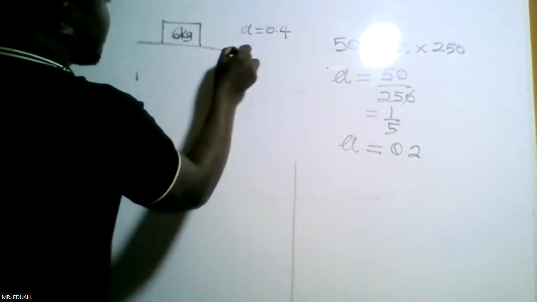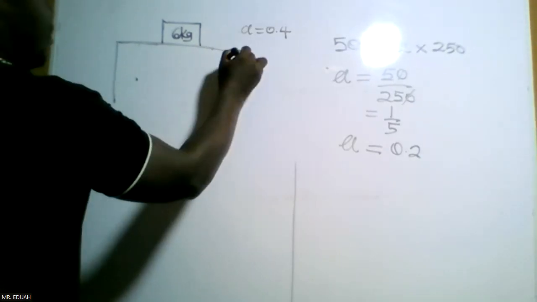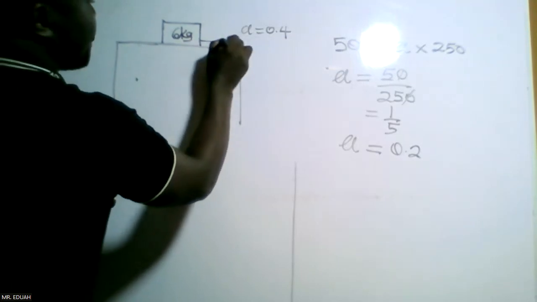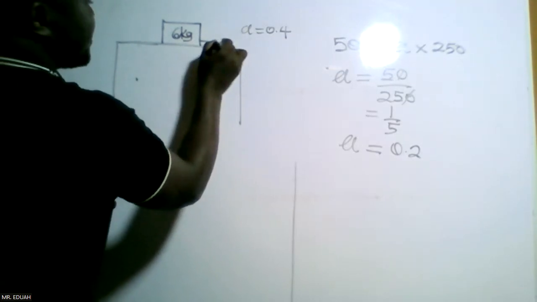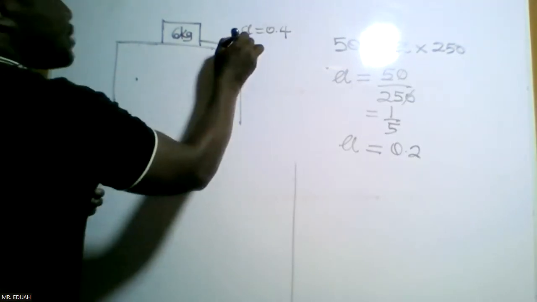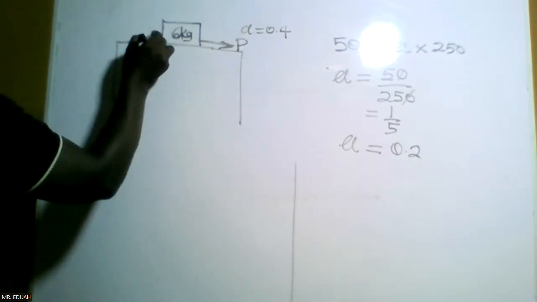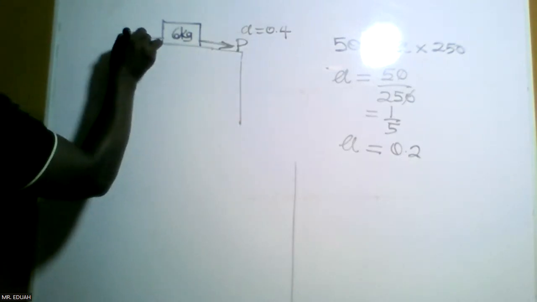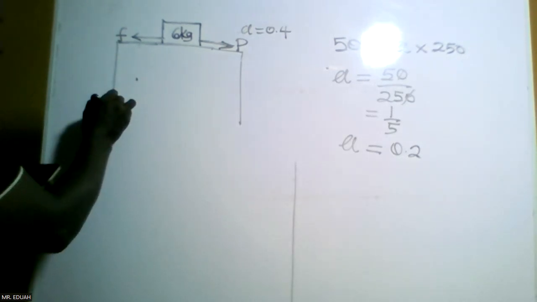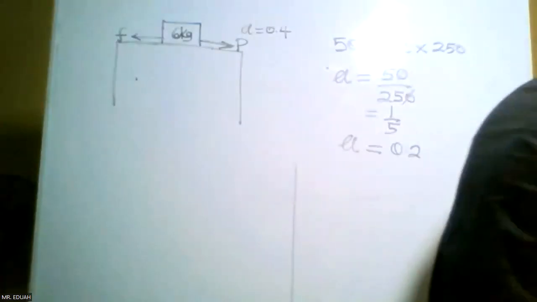Now, we are looking for the least force sufficient to move the body. Let's assume the force is P. When the force pushes this, friction will act in the opposite direction. Please note the difference here.